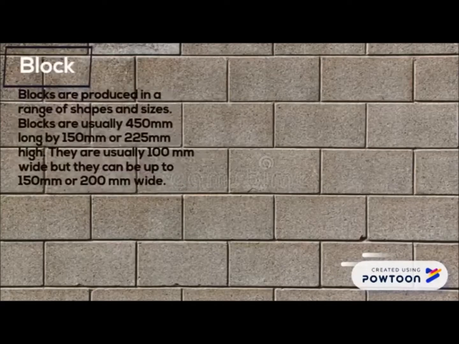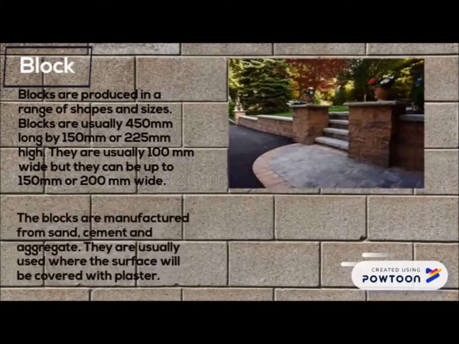Blocks. Blocks are produced in a range of shapes and sizes. Blocks are usually 450 mm long by 150 mm or 225 mm high. They are usually 100 mm wide, but they can be up to 150 mm or 200 mm wide. The blocks are manufactured from sand, cement, and aggregates.